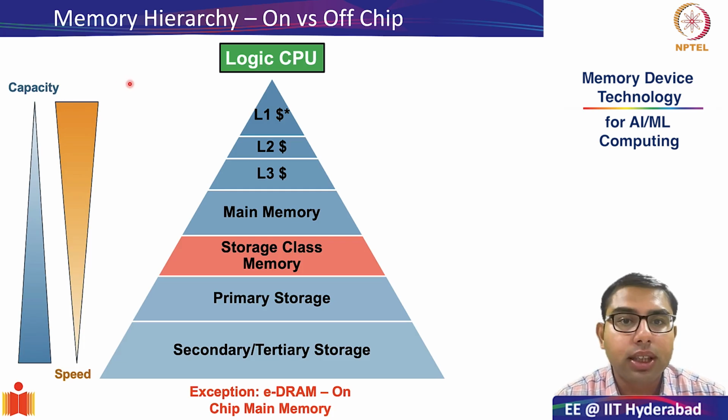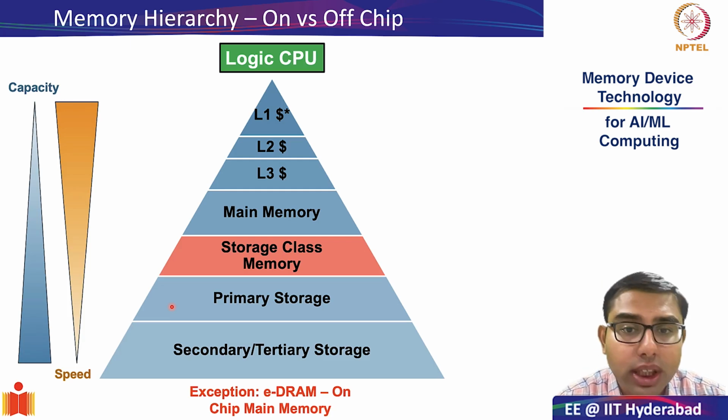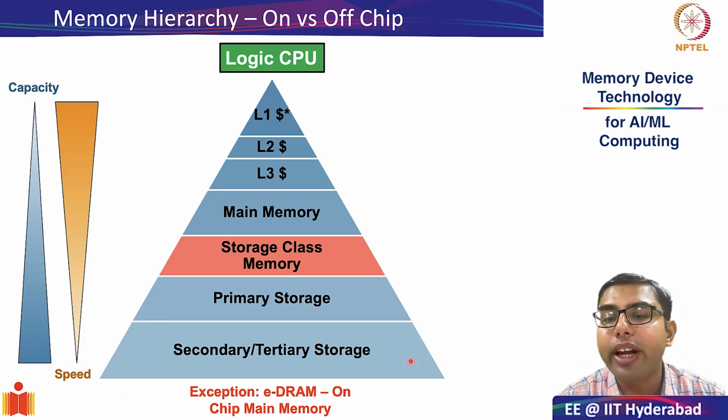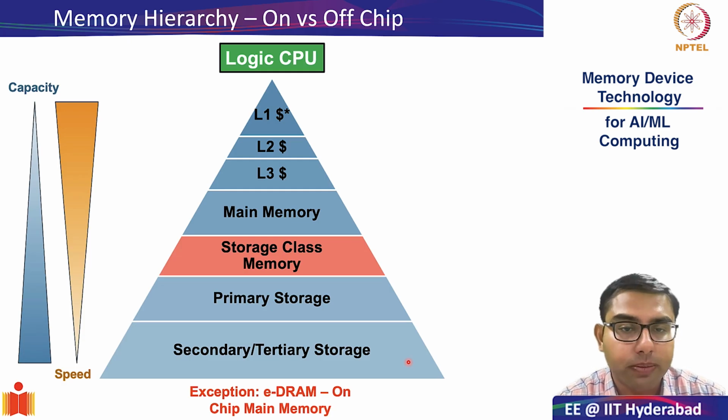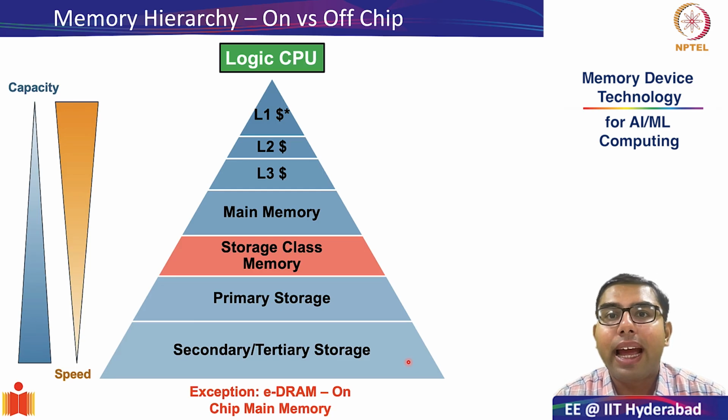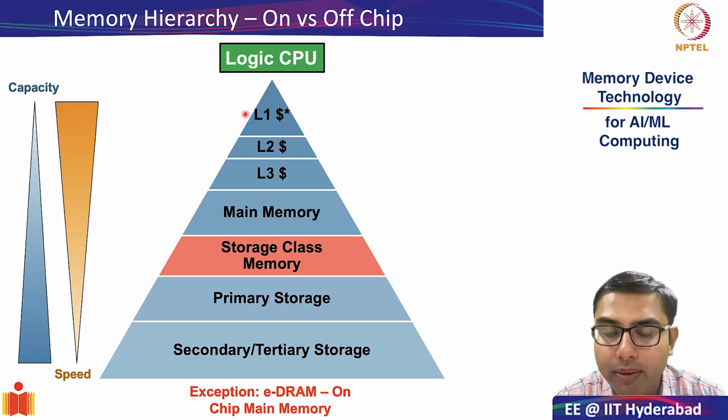Below are your elements. As you go down in the memory hierarchy, you see that the access time increases or the speed reduces, but capacity, which is indicated by the base of the triangle, also increases. So I want all of you to pause and think, where would the boundary be? Where should I draw a boundary between on-chip versus off-chip memory?